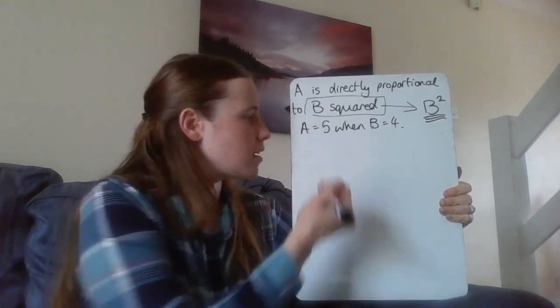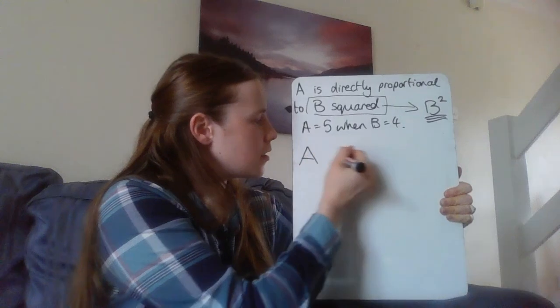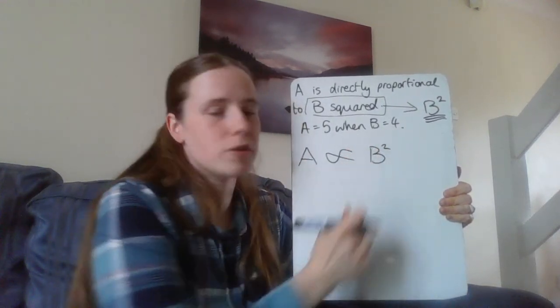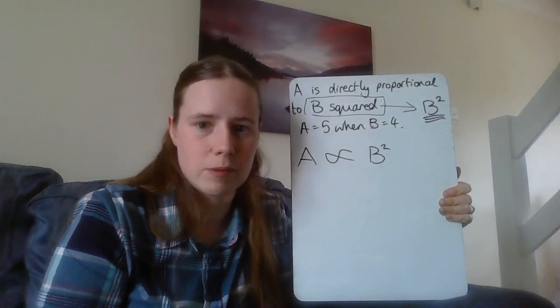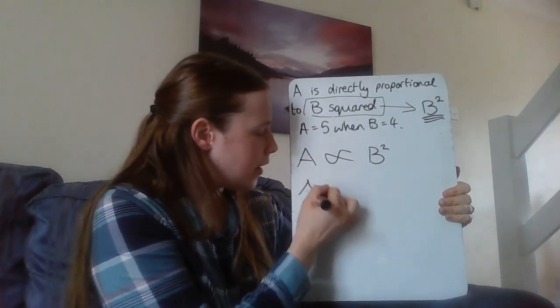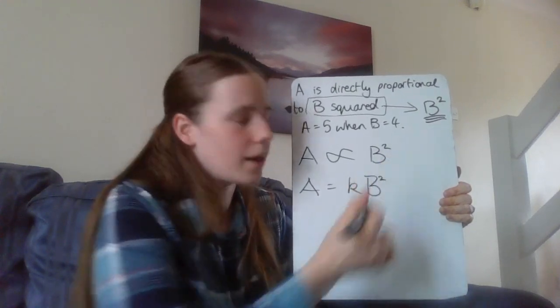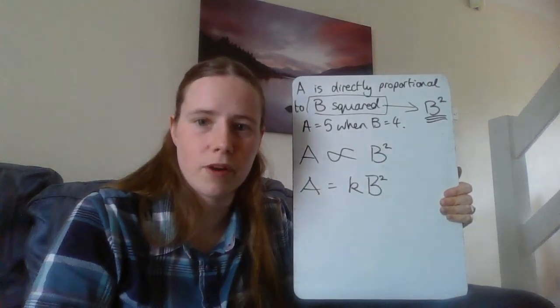So A is directly proportional to B squared. Let's write a proportionality statement. A is directly proportional to B squared. So as long as I remember to put the squaring in, then I'm fine. It's the same as before. I can now write A is equal to some value K times by B squared. And again, as long as I remember to put the squaring in, I'm fine.